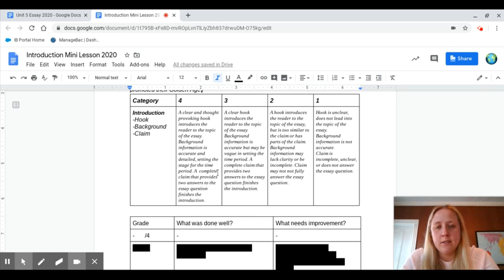So take a minute deciding what would you give it on our rubric here. Giving your grade down here, filling in what was done well, what needs improvement. So take a minute to pause and do that.